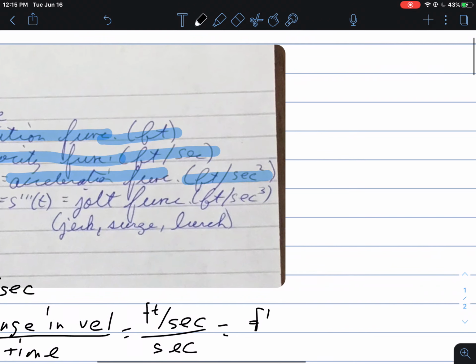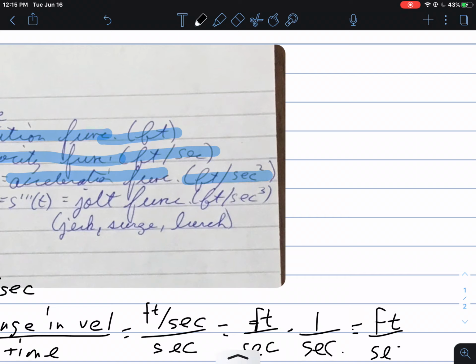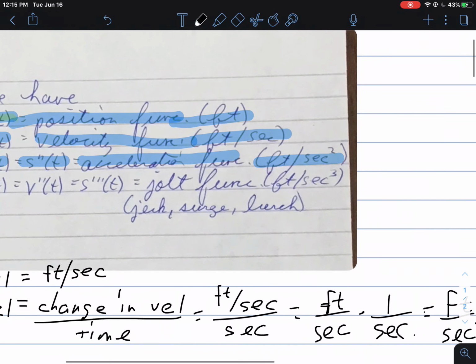Notice all this stuff works algebraically. So I'm dividing by seconds, which means I multiply by 1 over seconds. And I've got feet per second squared. That's algebraically how that works. I know those of you that took trig with me, we harp a lot on units and watching the units. Same thing here. I mean, the units work algebraically just like the calculations do.